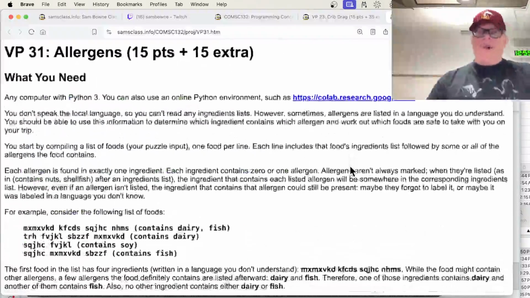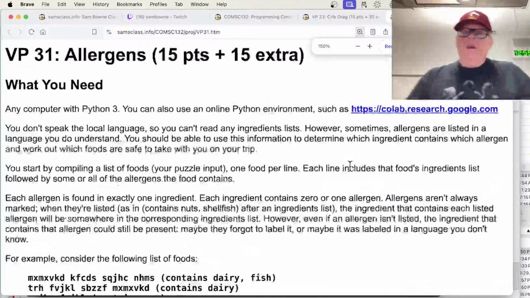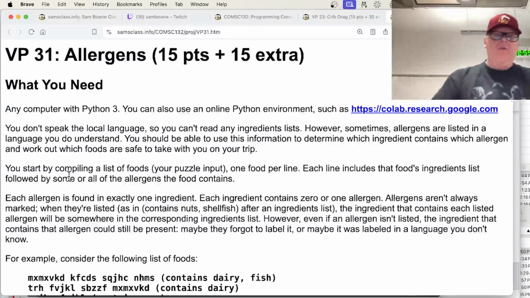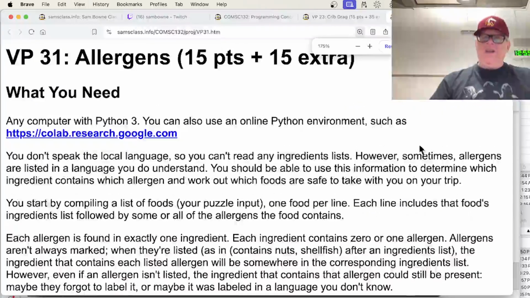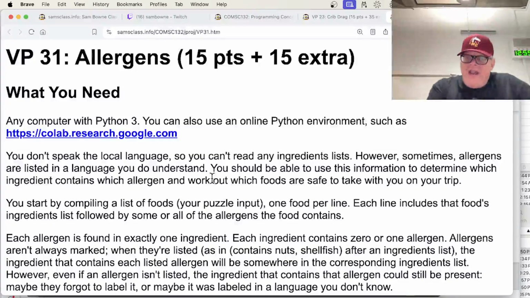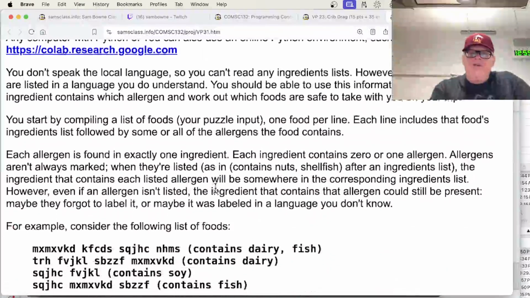I enjoyed this one quite a lot. So what he did here was you're getting some food in a country where you don't speak the language, and you're worried about allergens is the idea. So you can't read the ingredients, and sometimes there are allergens in a language you do understand. So you want to find out which ingredients are safe.